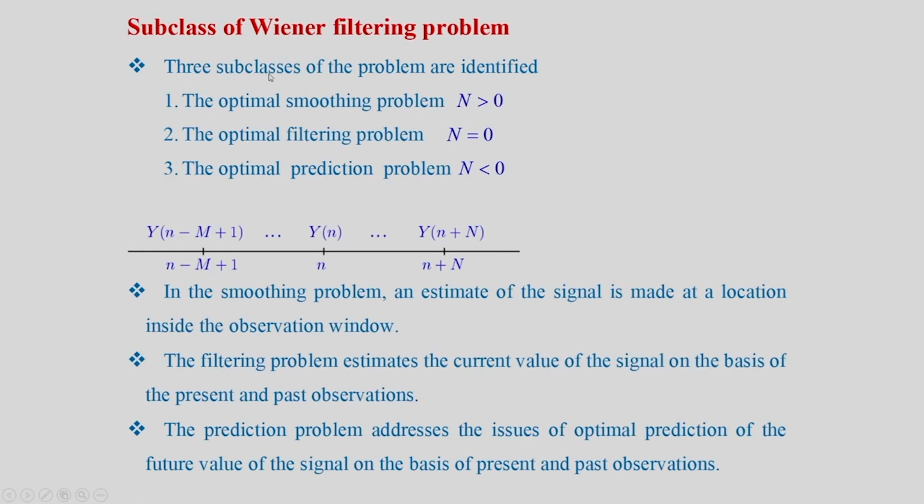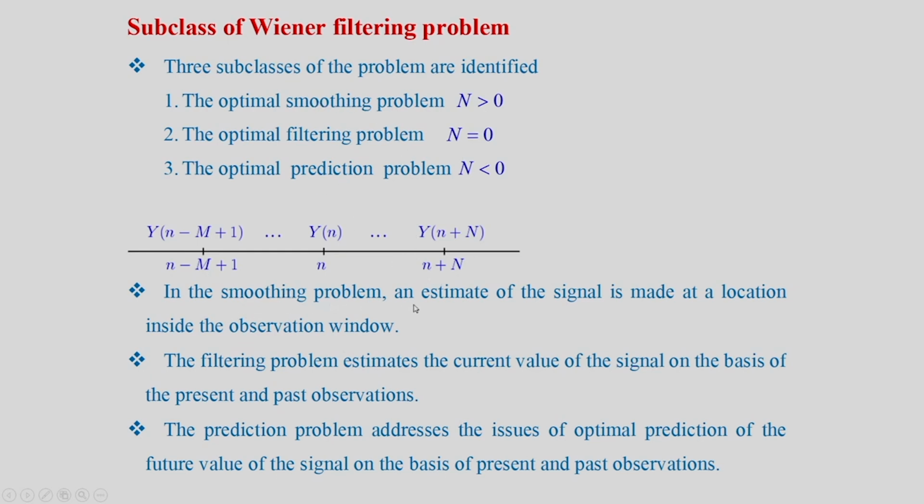There are three subclasses of the Wiener filtering problem, that is the optimal smoothing problem if capital N is greater than 0, the optimal filtering problem if N is 0, and the optimal prediction problem if N is less than 0. That means this n plus N, suppose if N is greater than 0, then we will consider the future samples also, and therefore this will be the smoothing problem.